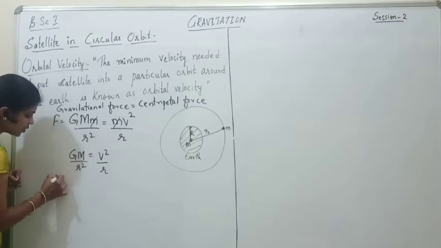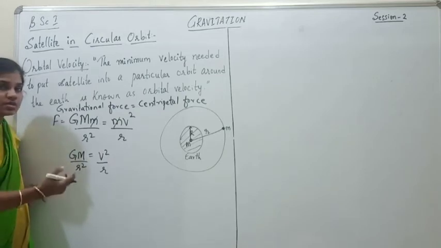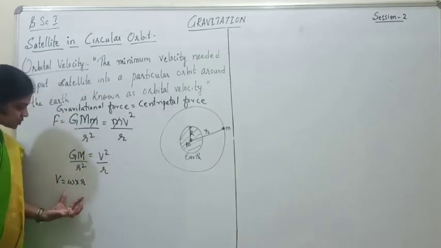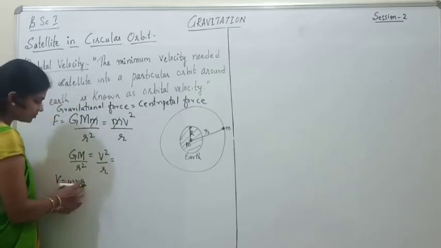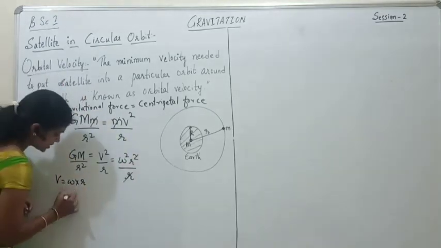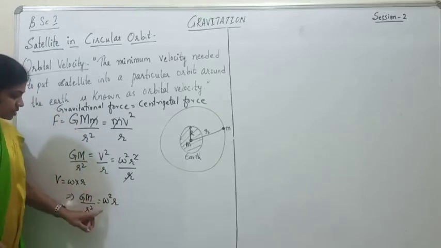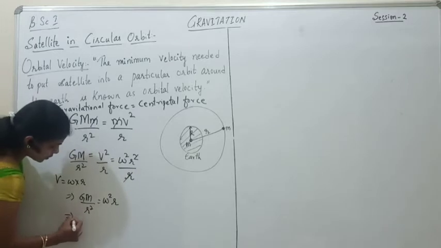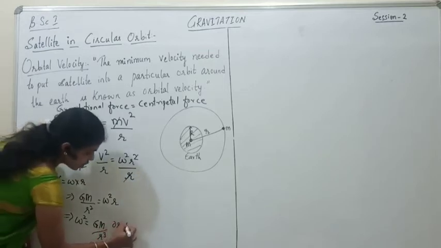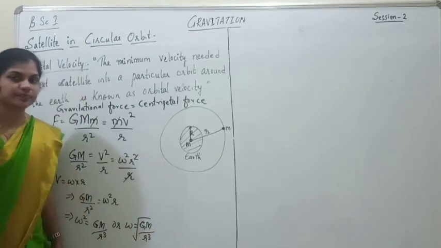Now we know that since it is moving in a circular orbit, we'll put the angular velocity here. This v is equal to omega into r, where omega is the angular velocity. If we substitute this here, we get omega square r square by r. So one r and one r get cancelled. Now we say that GM by r square is equal to omega square r. Now let's take omega on one side. So we get omega square is equal to GM upon r cube, or omega is equal to square root of GM upon r cube, right?